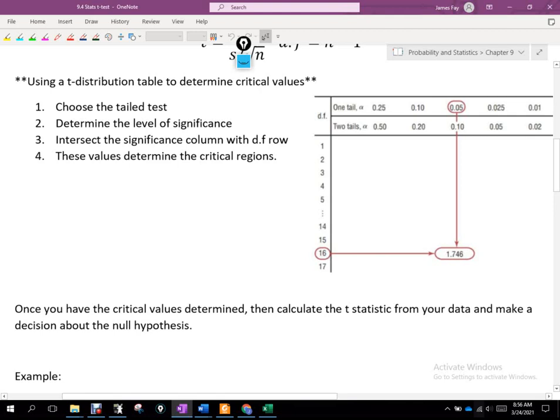I think it probably makes most sense not even to use this table, because we can use, again, Excel or Desmos, okay? So once you have the critical values determined, then calculate the t-statistics from your data and make a decision about the null hypothesis. Essentially what's going on here, guys, is the exact same thing we've been doing. There's no procedural things that are any different other than the commands that we're going to use inside Excel or Desmos. Or if you're a table person, you use a different table.